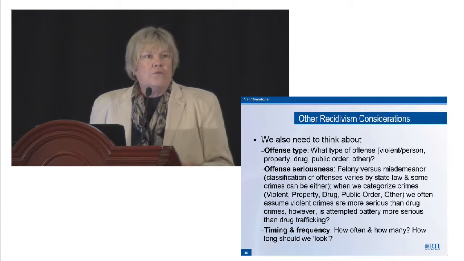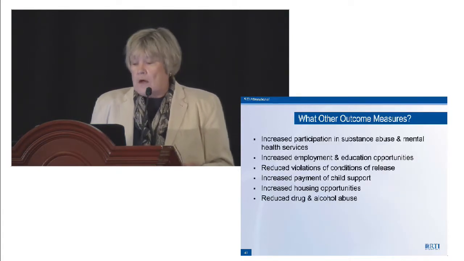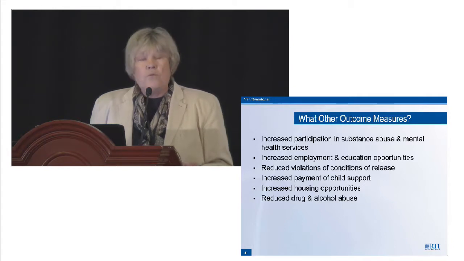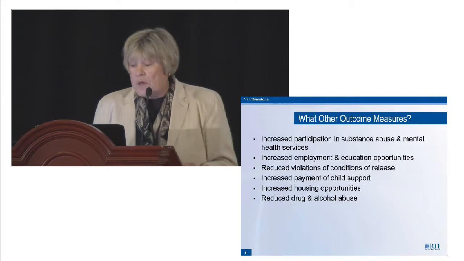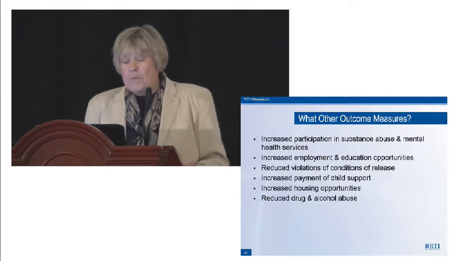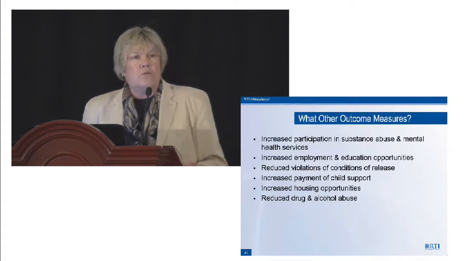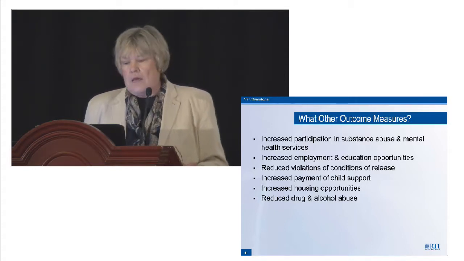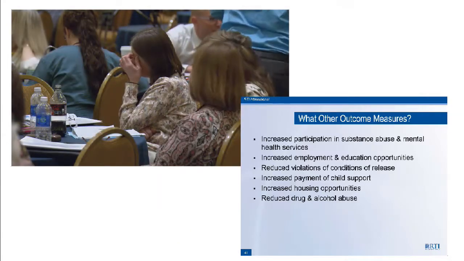The other outcome measures, of course, we're interested in are increased participation in services, reduced drug use, improved employment, improved education, reducing violations, increasing payments of child support, increasing housing opportunities, a whole variety of outcomes that the services and treatments that you provide address, and finding these outcome measures can be even more difficult than finding recidivism measures.